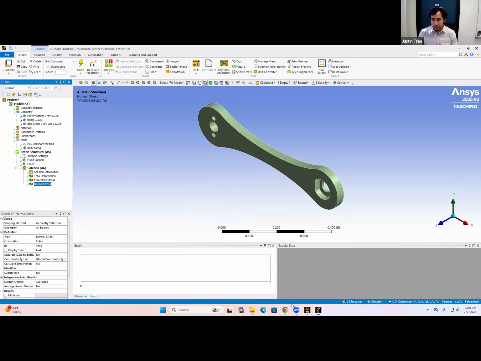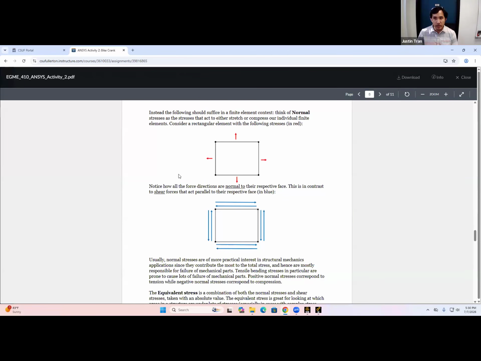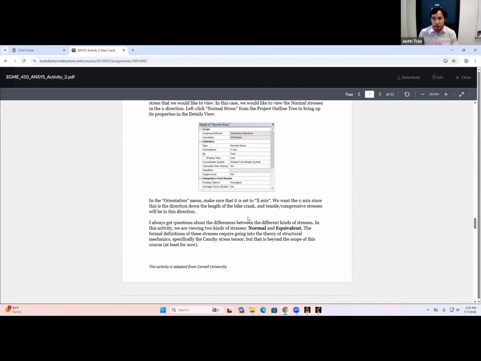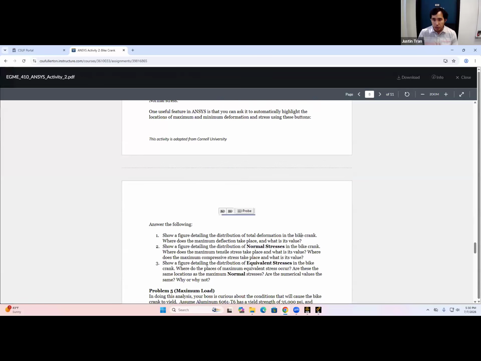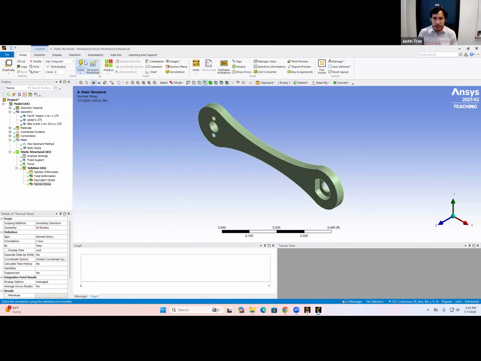Good. If you continue reading the project specification, there's a little explanation about what the normal stress exactly represents and how it differs from the equivalent stress. I'll leave that reading up to you because I want to go over the rest of the activity. All right, we hit solve and run our simulation. It should be pretty quick because this is a pretty simple case.